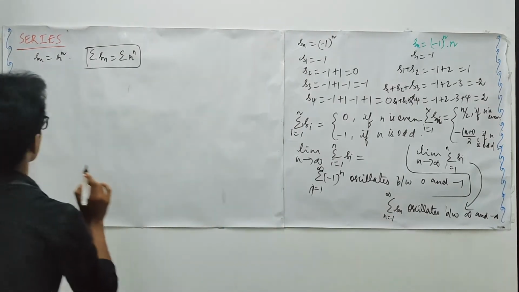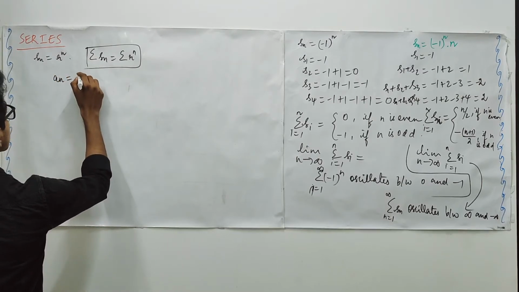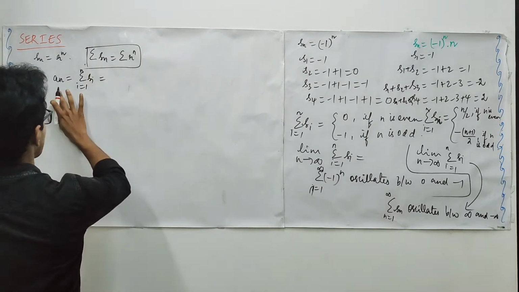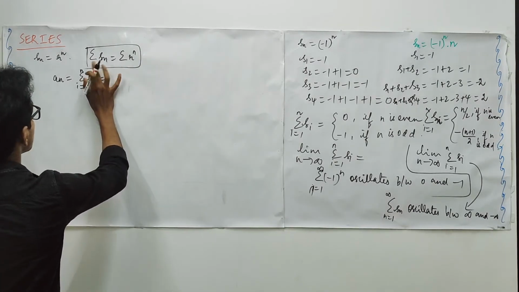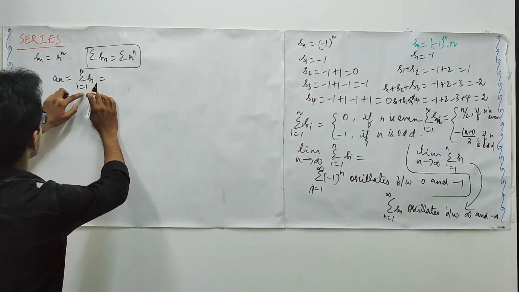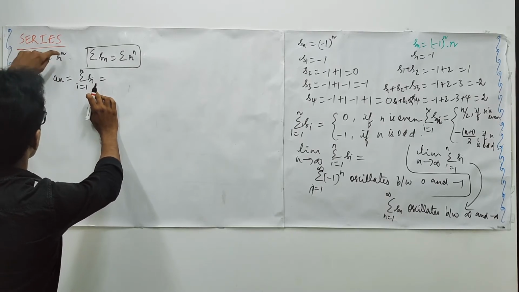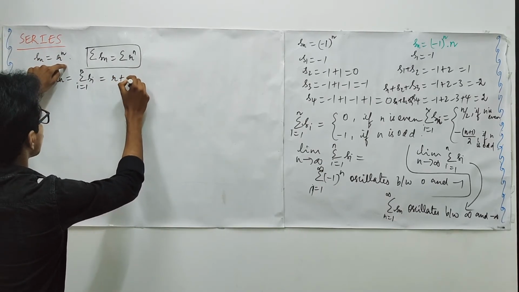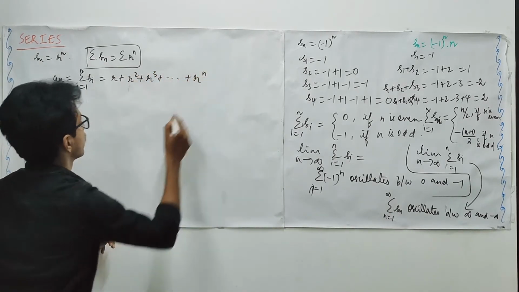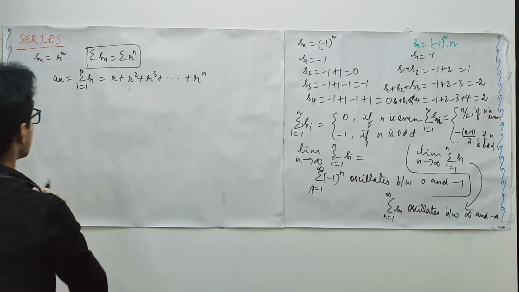So here, let me write an, that is the summation of Si as i runs from 1 to n. When I give different values of i, what am I going to get? In the power we have r, r square, r cube, and it goes till r power n. We are going to check the convergence of this series.